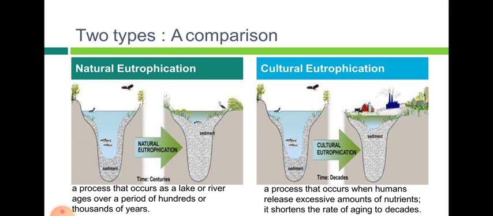Types of eutrophication. It is of two types basically: natural eutrophication and cultural eutrophication. So first we'll talk about natural eutrophication and then we'll talk about cultural eutrophication. And we can also compare between the two. So let's start. Natural eutrophication is a process that occurs as a lake or river ages over a period of hundreds or thousands of years. It means it takes more than 100 years.